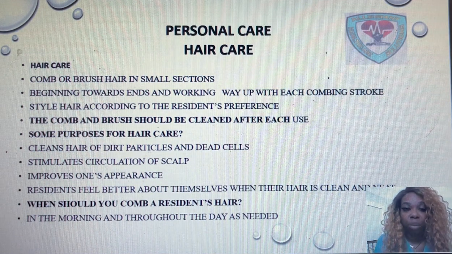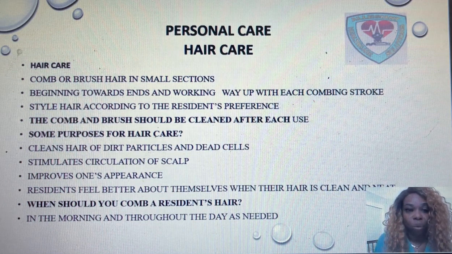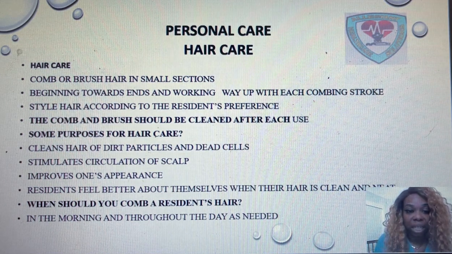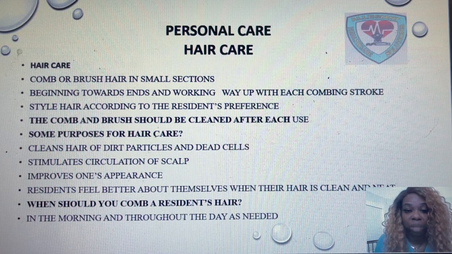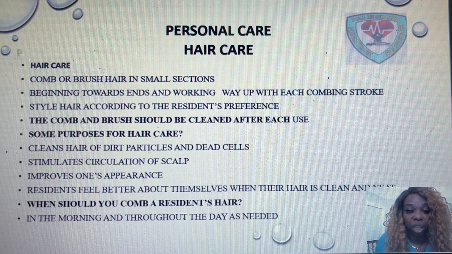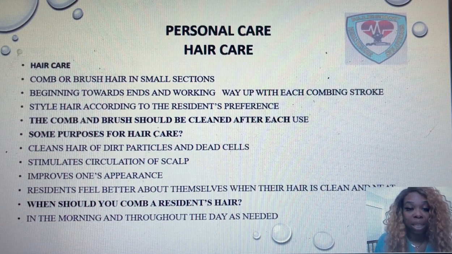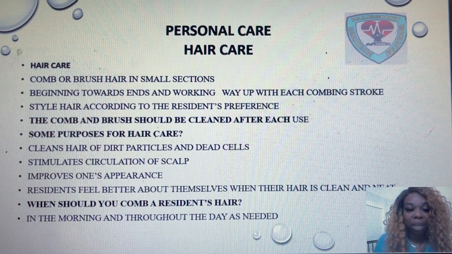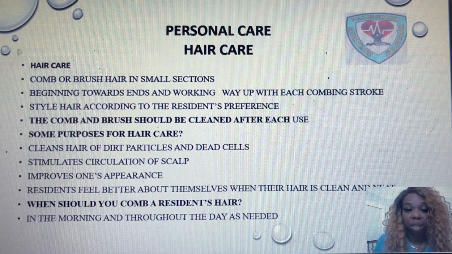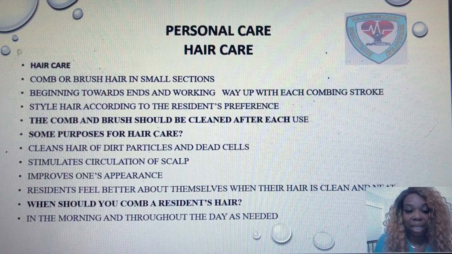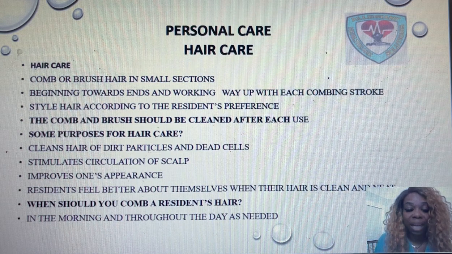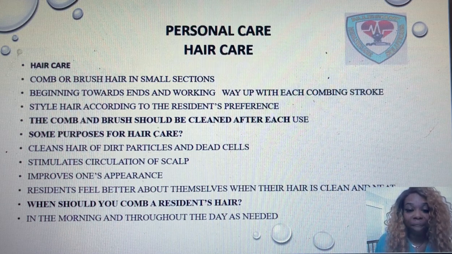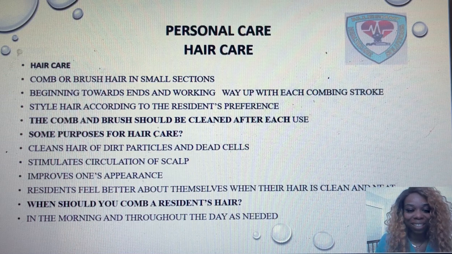The comb and the brush should be cleaned after each use. We are providing hair care to clean the hair of dirt particles and dead cells. It also stimulates circulation of the scalp. Providing hair care improves one's appearance, and it helps the resident to feel better about themselves when their hair is clean and neat. You should be providing hair care in the morning and throughout the day as needed.